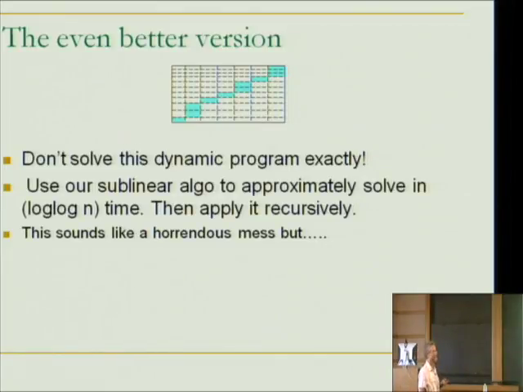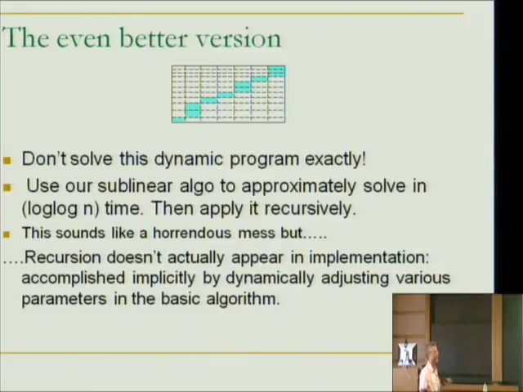But the nice thing is that when you actually implement it, recursion was the mental picture that we had to develop it, but the recursion never actually appears in the implementation. In fact, all you do is run the entire basic algorithm and modify the parameters as you go. By parameters, there's this mu parameter and this w parameter, and I treated those as static parameters. But if you let them dynamically vary in a very specific way, then it implements the recursion for you.